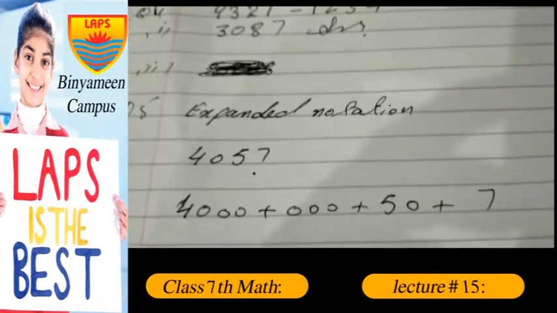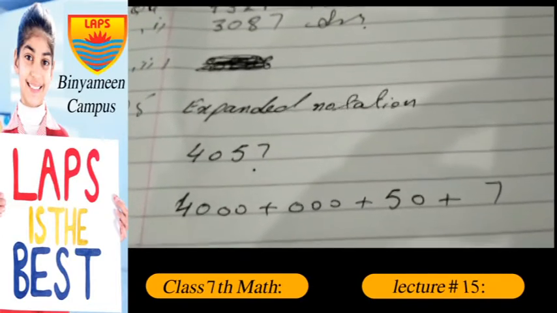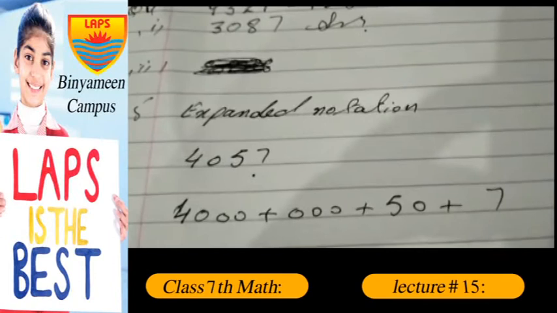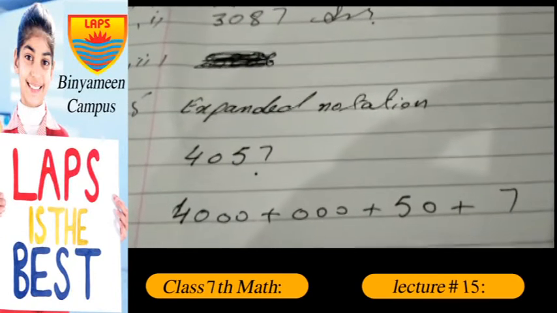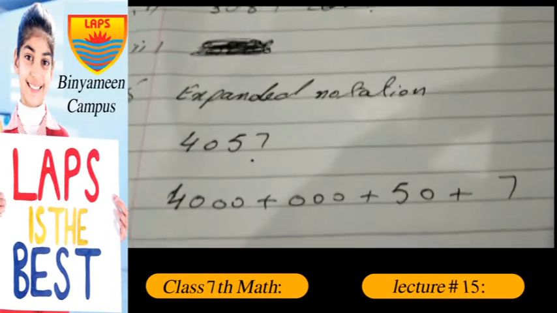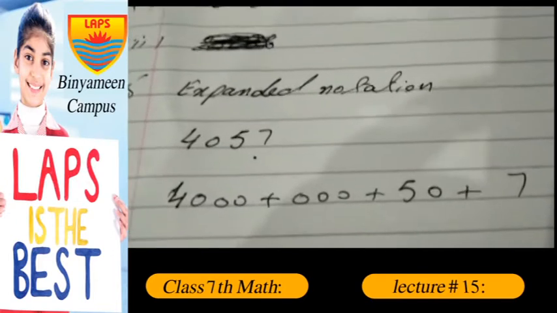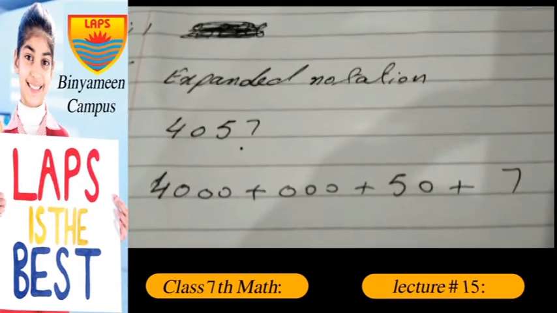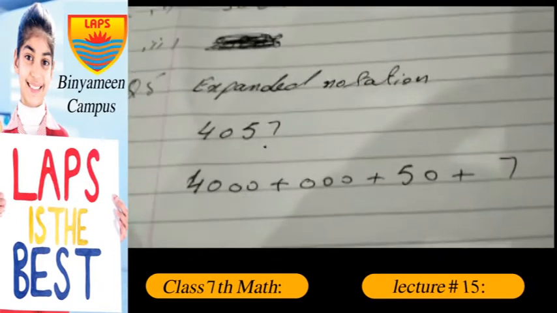Question number 5. Now write in expanded notation 4057. It means 4057. You can write it like 4000 plus 0 plus 50 plus 7. Question done.